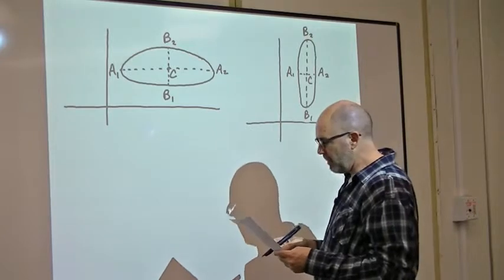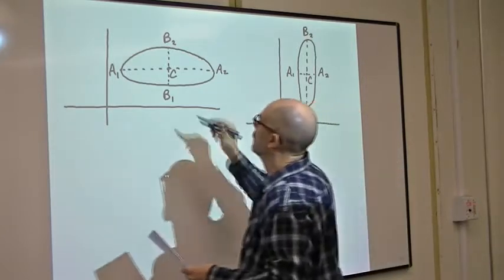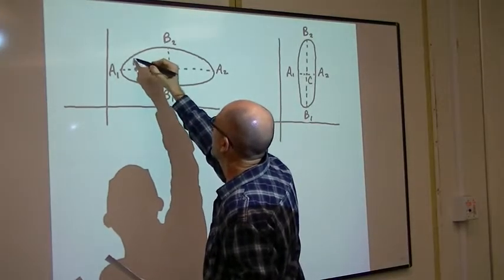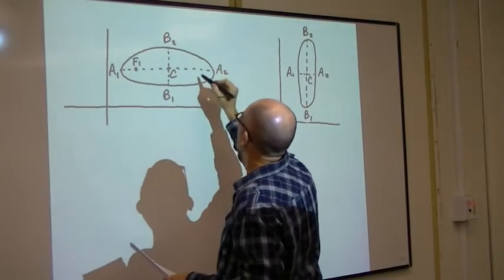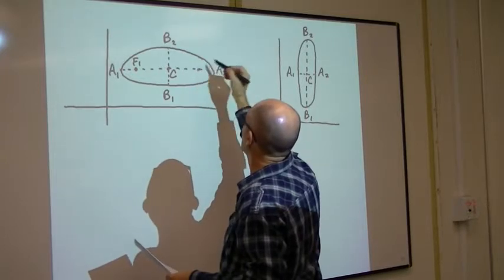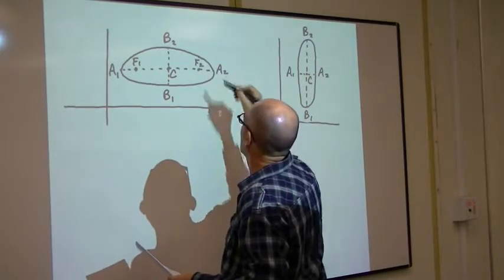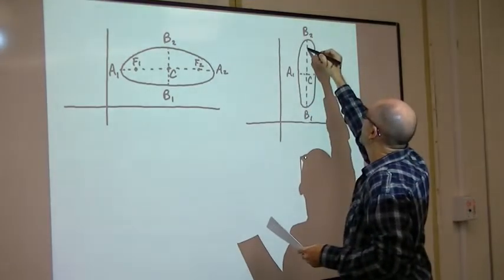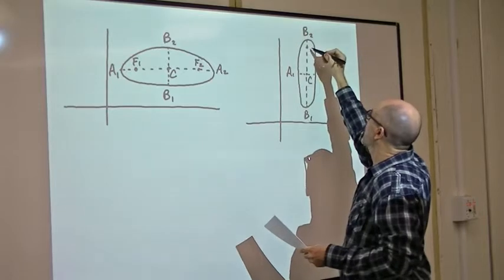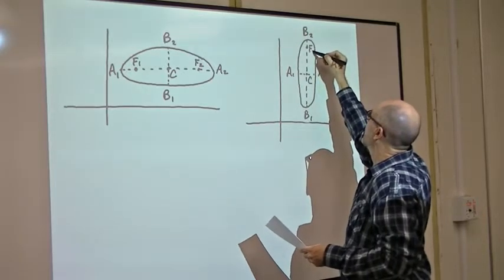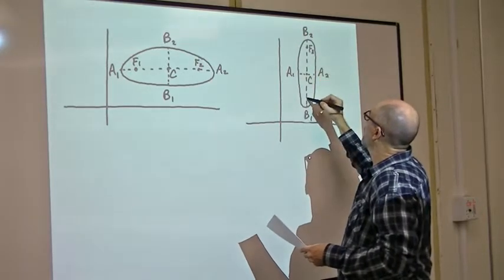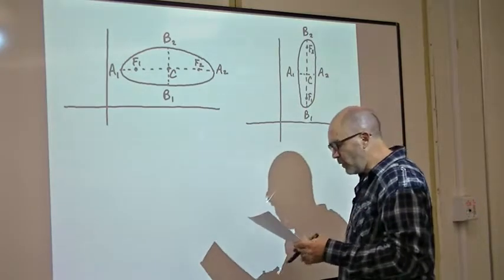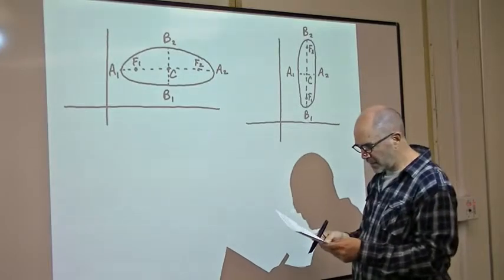Now then I've got my foci. So I've got F sub 1 and F sub 2. Those are my foci. Now, notice on the ellipse that's elongated vertically, the foci are on the vertical axis. So the foci are always on the major axis.